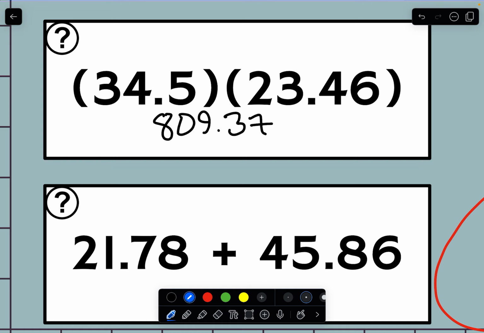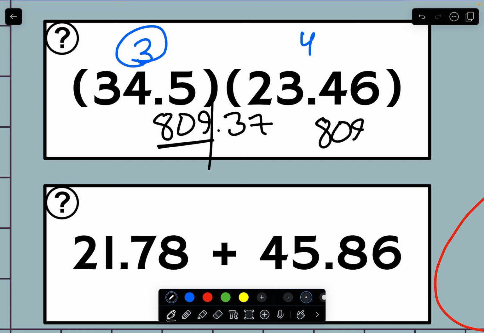So 35.45, that's 4 sig figs. 23.46 has 4 sig figs. So my answer should have 4. So I need to go to the right number of sig figs, stop there. So 809, that 3 after the decimal does not round up my 9, so I'm good. So 809 is my answer there, with 3 sig figs.